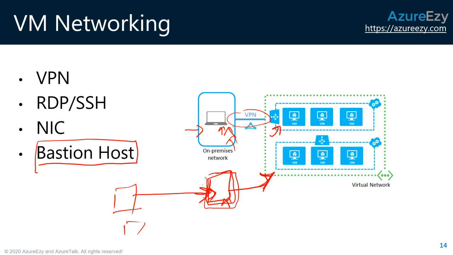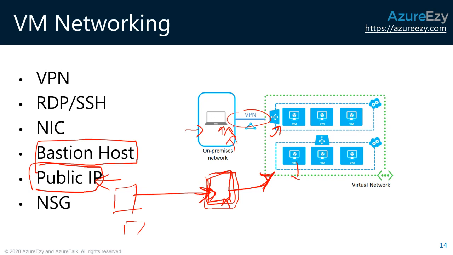It is a temporary in-between server where you can go and jump to your internal network, which is your virtual network. And public IP, we have already discussed. This public IP is nothing but an internet accessible IP address through which you can do RDP, SSH, whatever you are doing. RDP for Windows, SSH for Linux.